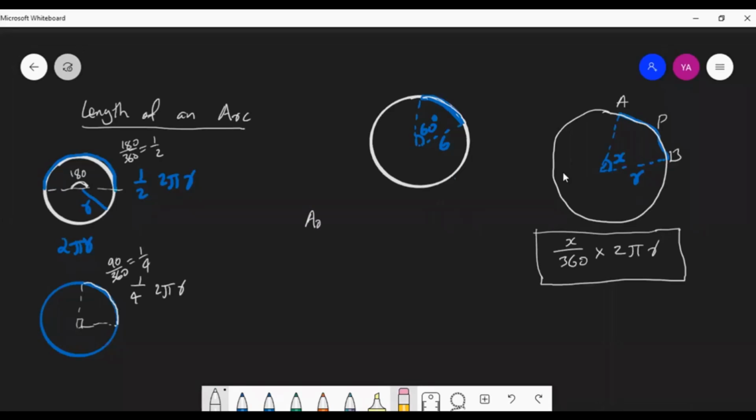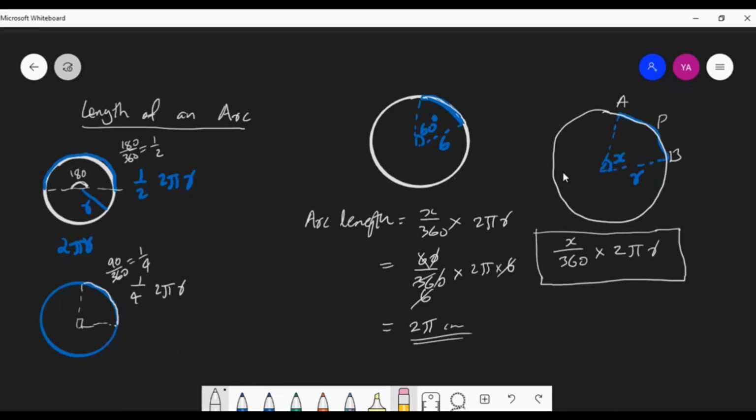Okay, so you apply this formula. Length of arc is equal to, what will come? x by 360 into 2 pi r. You substitute the values. So x is 60, by 360, into 2 pi r. 2 pi into r, which is 6. You can cut the zeros, and 6 into 36 is 6 times, and this 6 you can cancel with the 6 in the numerator. So the balance is simply 2 pi. 2 pi units, suppose centimeter, then centimeter. So we got the answer. This is the formula for arc length.